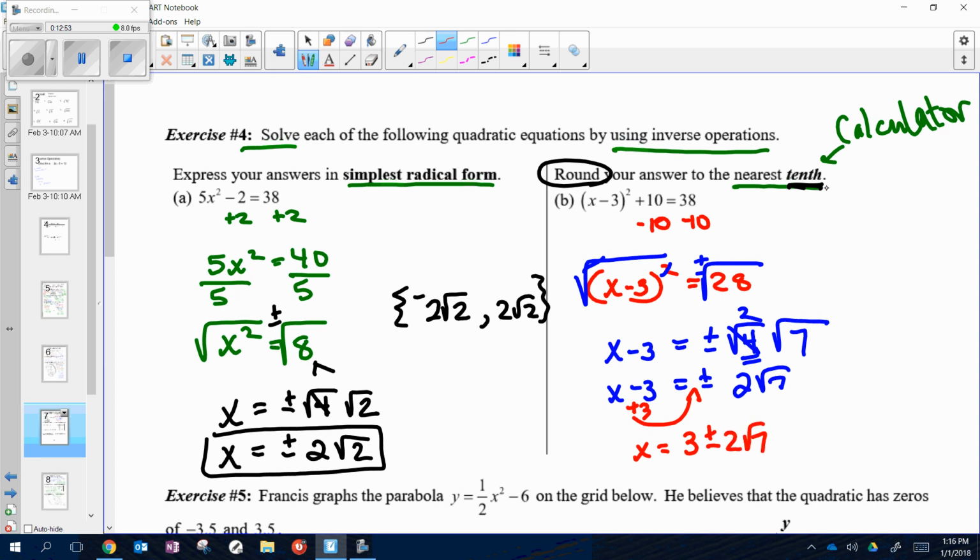Now, since it said go decimal, I really didn't need to simplify the square root of 28. I could have just hit my calculator. I could have had just 3 plus or minus the square root of 28. Since I know I'm going to use my calculator, I could have left it like that. Either way, we have to take it to our calculator.